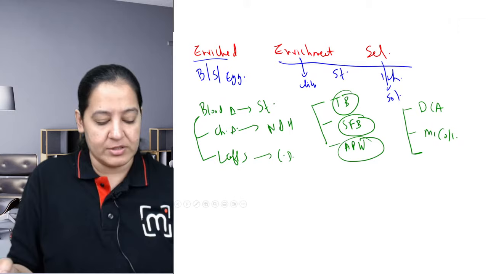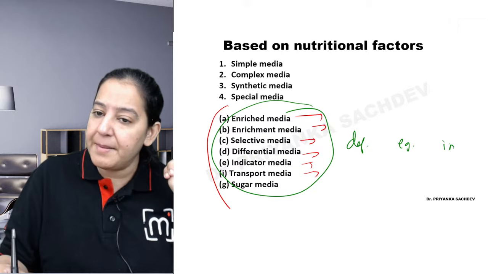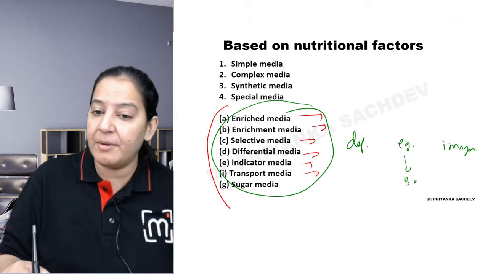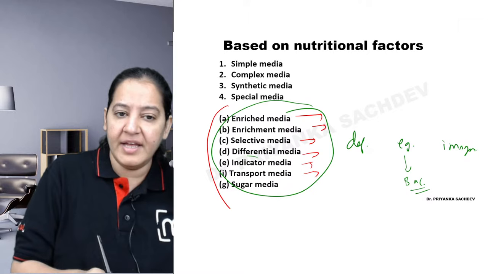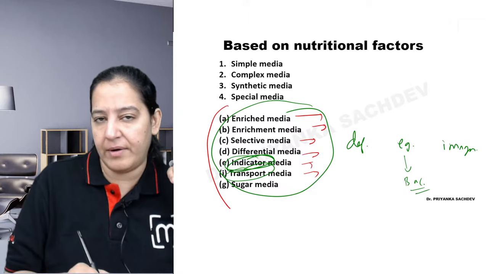Likewise, you should be able to understand their definitions with their examples and images. Definition, example and images for IBQ. Questions will definitely come from them. In the examples, you should know the name of the bacteria growing on them. In the indicator media, I told you only two examples, Wilson Blair and Macleod. You know the chemical in them, the jet black color. In the transport media, I told you 3-4 important examples.